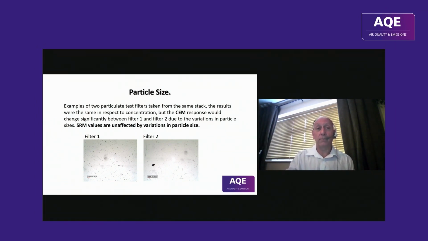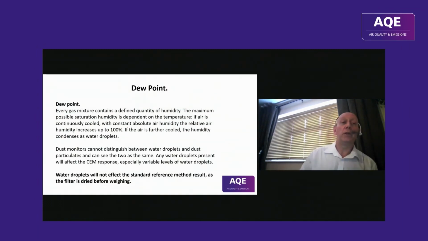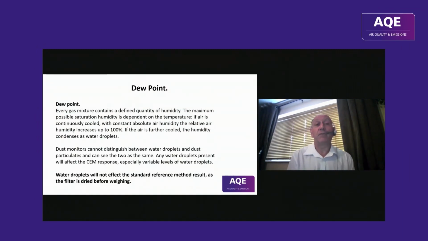Dew point: every gas mixture contains a defined quantity of humidity. The maximum possible saturation humidity is dependent on the temperature. If air is continuously cooled with constant absolute air humidity, the relative air humidity increases up to 100%. If the air is further cooled, the humidity condenses as water droplets.